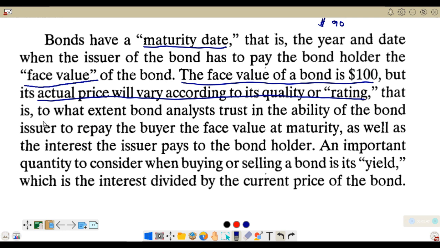Or, in other words, it is the extent the bond analysts trust in the ability of the bond issuer to repay the buyer at the face value at maturity, as well as the interest the issuer pays to the bondholder. Another important quantity to consider when buying or selling a bond is its yield. So, the yield, medyo i-clarify natin to mamaya kasi medyo confusing yung example na given dito sa material natin. It is the interest. Take note, it is the interest, not the interest rate, divided by the current price of the bond.